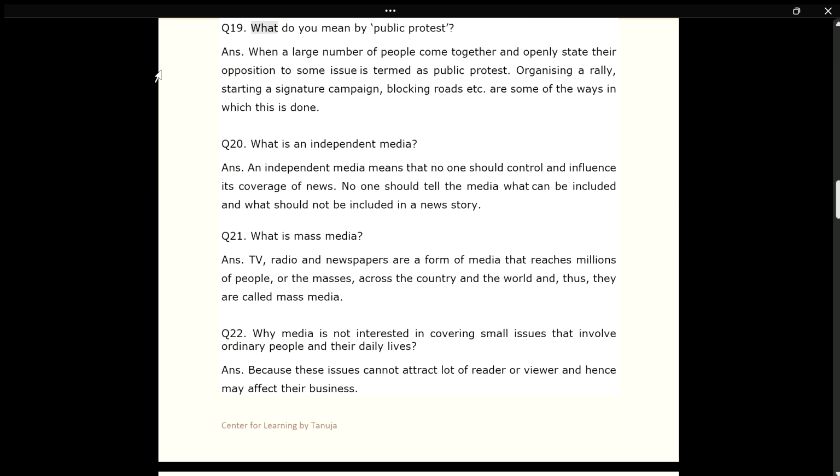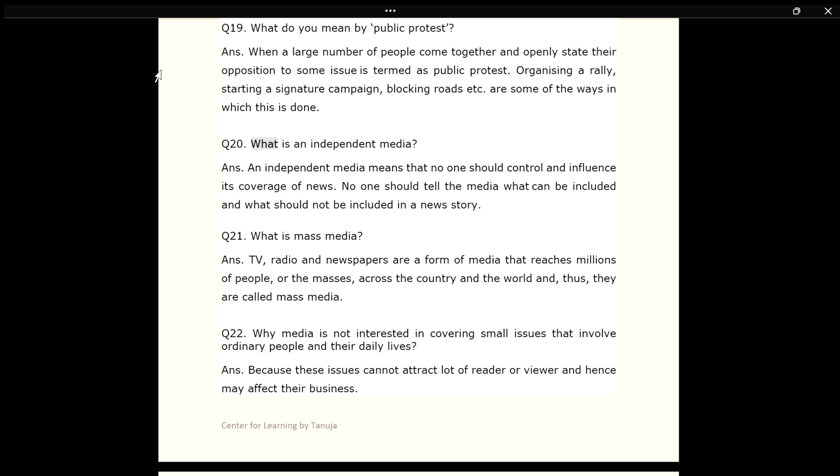Q19. What do you mean by public protest? Ans. When a large number of people come together and openly state their opposition to some issue is termed as public protest. Organizing a rally, starting a signature campaign, blocking roads etc. are some of the ways in which this is done.